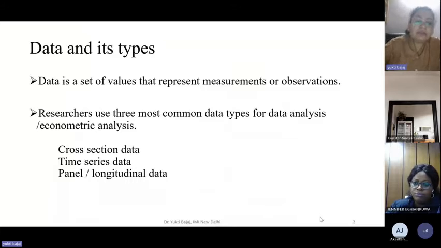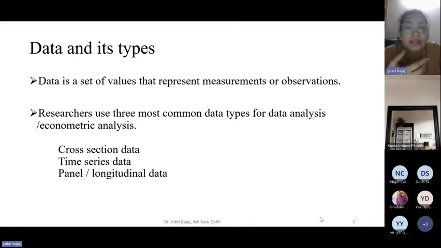So talking about data, first of all, as we all know, it's just a set of values, right, which represent measurements or observations. But when we talk about researchers like you and me, and when we talk about the econometric analysis that we conduct, there are three major types of data that we deal with. So one is the cross-section data, the other is time series, and last, which we are going to discuss in detail, is panel data, also sometimes referred to as longitudinal data. So let's first understand the first two types of data so that we are able to understand the usefulness of panel data over these two previous types.